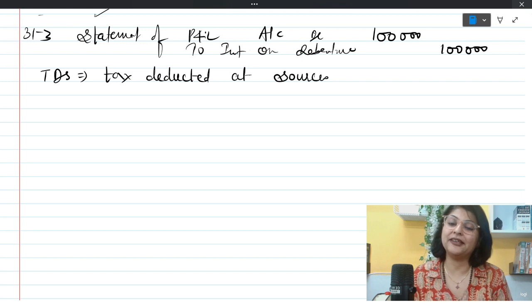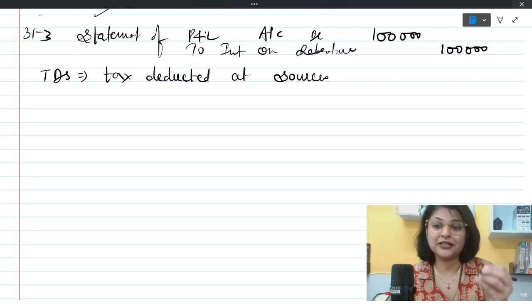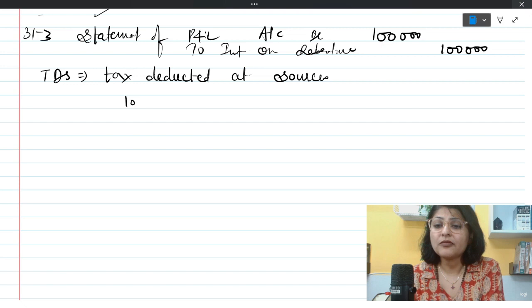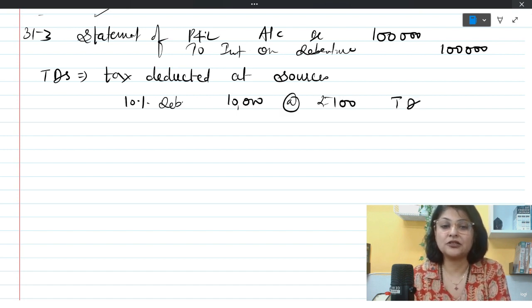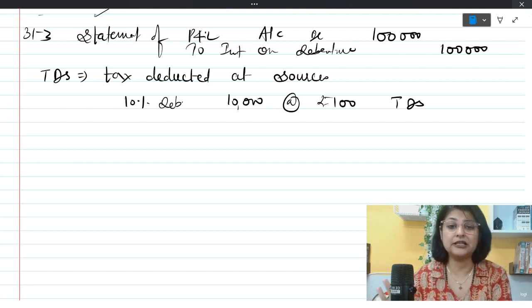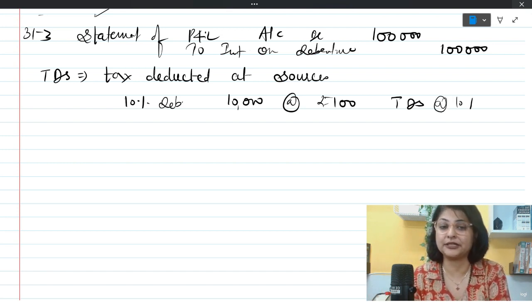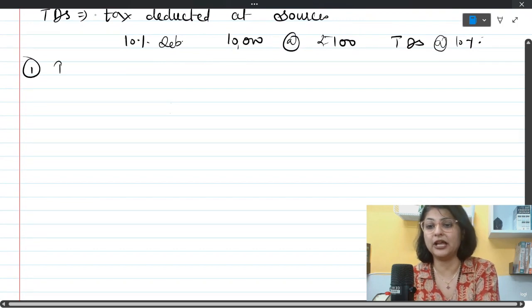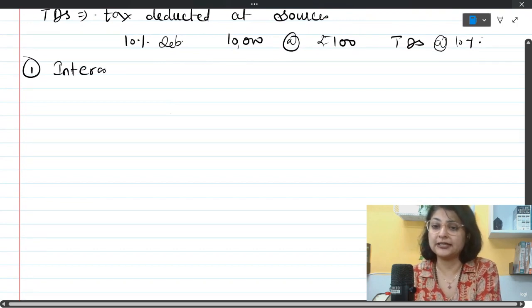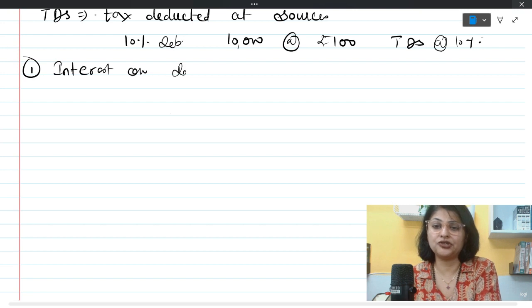So what are the entries if the tax deducted at source is also there? Let us take the previous example. If 10% debenture was there, 10,000 debentures at the rate of rupees 100 each, and TDS is also given. We cannot assume any rate of TDS. Question will give us TDS is 10%, let's say. So how the entries are going to be passed this time? Let's see. First entry is going to be interest on debenture account debit, as we have done in the previous one also. So since it is given twice, interest on debenture account will be debited with 50,000 rupees.